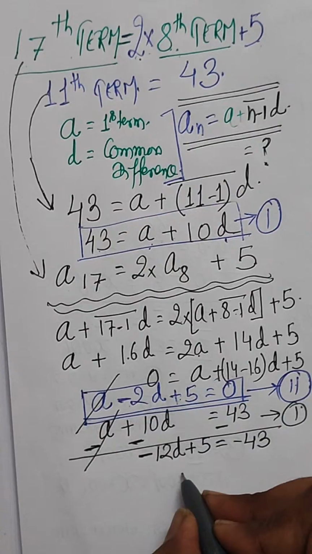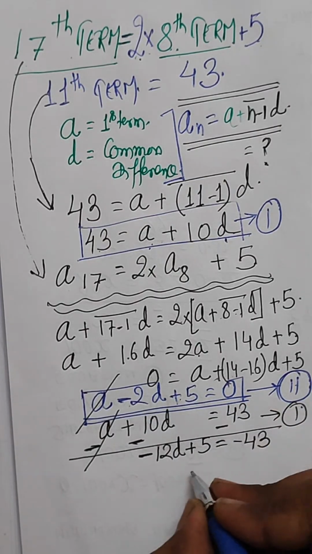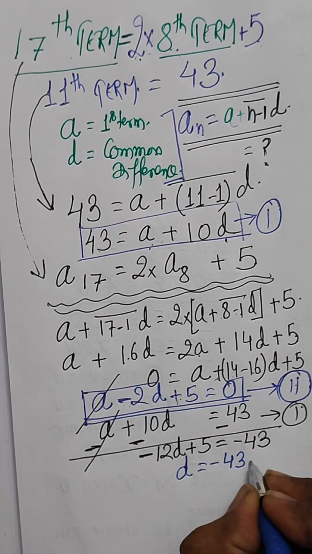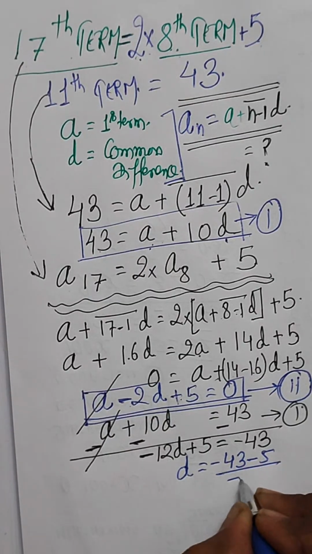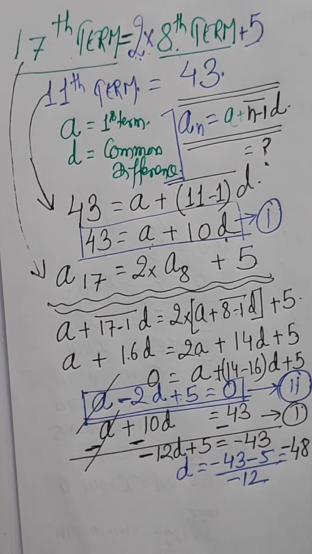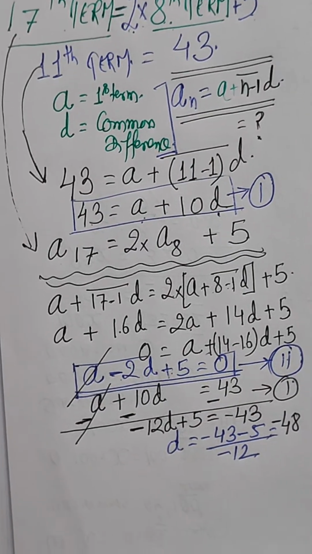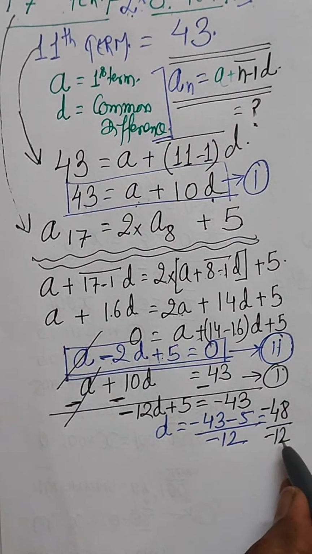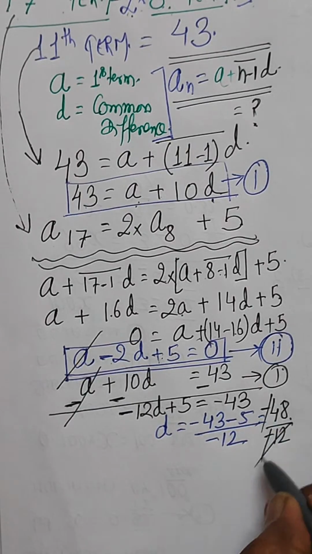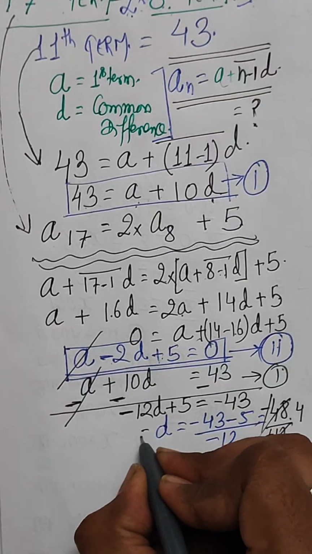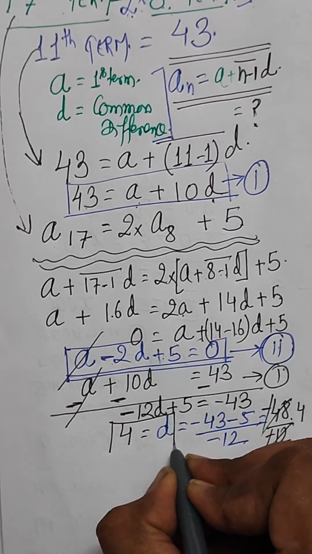So the value of d is calculated from here as minus 43 minus 5 by minus 12, right? So this will give you minus 48 by minus 12. The two minus signs cancel out, and 12 goes into 48 four times, which gives the value of d as 4. So the value of d is found, and that is equal to 4.